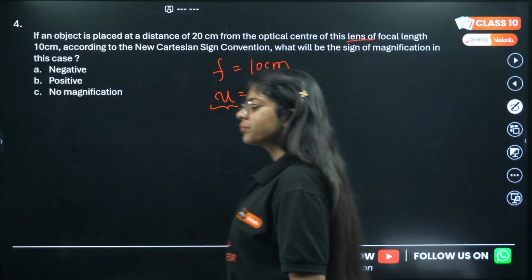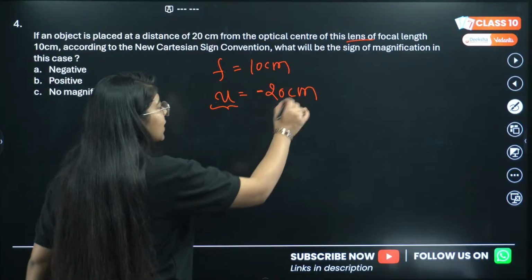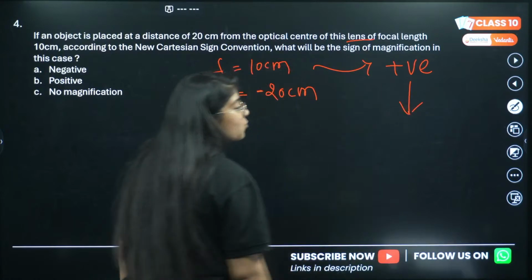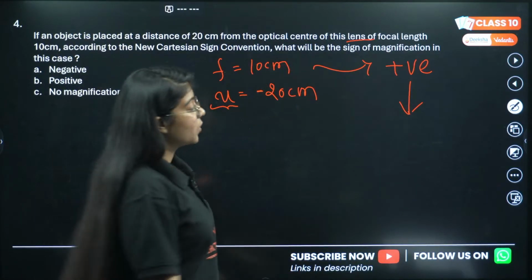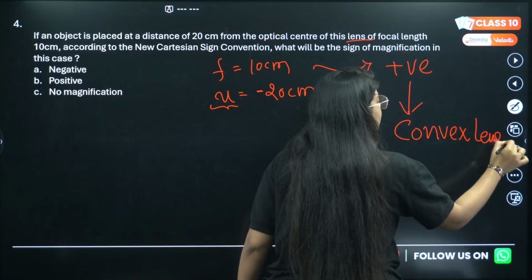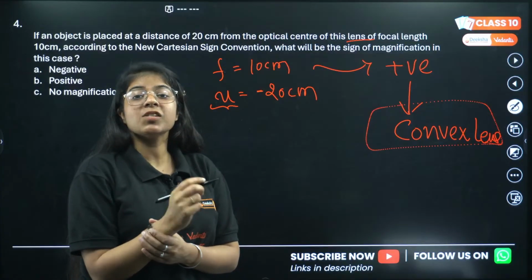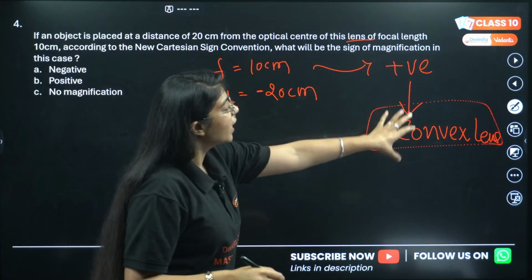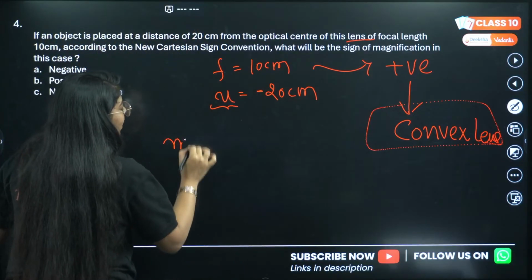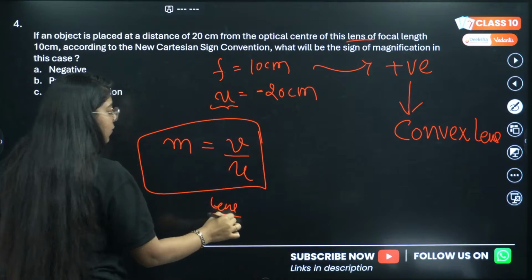Okay, let's see how to approach this question. You have focal length as 10 centimeter. That means the sign of focal length is what? Positive. And we know focal length is positive only for what? Only and only for convex lenses. Correct? For a convex lens, focal length is positive. For a concave lens, focal length is always taken as negative. Now that I know I'm using a convex lens, for magnification we have the formula V by U. Correct? For the magnification of a lens, we have this formula.